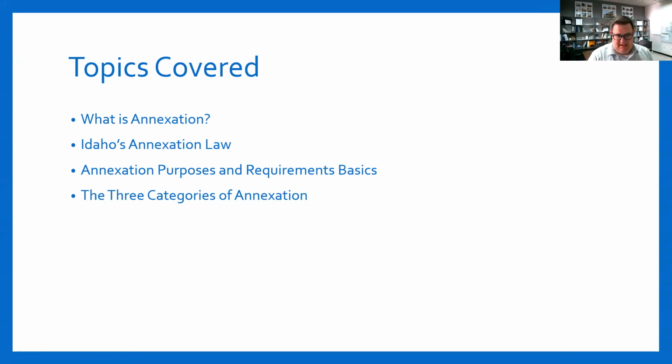Although as we get to the last topic there, the 3 categories of annexation, that one's a little bit more of a deep dive, and I think it needs to be, partly because it is a little bit complicated, and it's also something that if you follow the Idaho legislature, it's a topic of conversation that's been on their radar for a little while, not this year, fortunately, but you'll hear them talk about the 3 categories of annexation, and it is complex, but it doesn't have to be. I think we can break it down into an understandable topic. So I'll cover what annexation is, Idaho's annexation law, and then some of the basics of the purposes and requirements of annexation, and then those 3 categories.